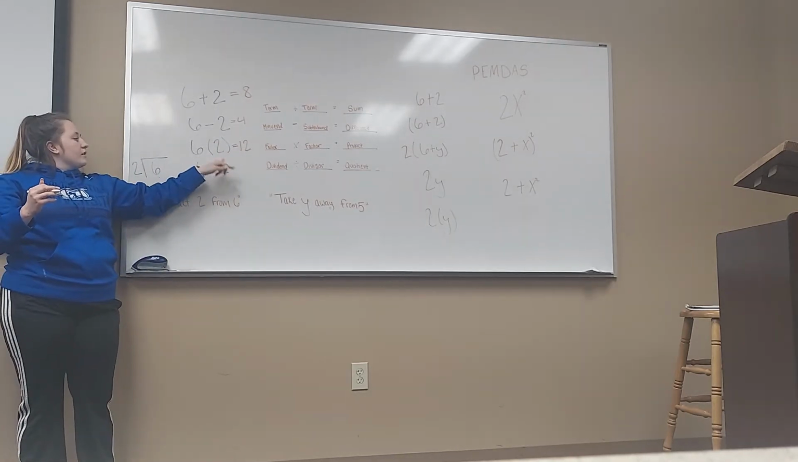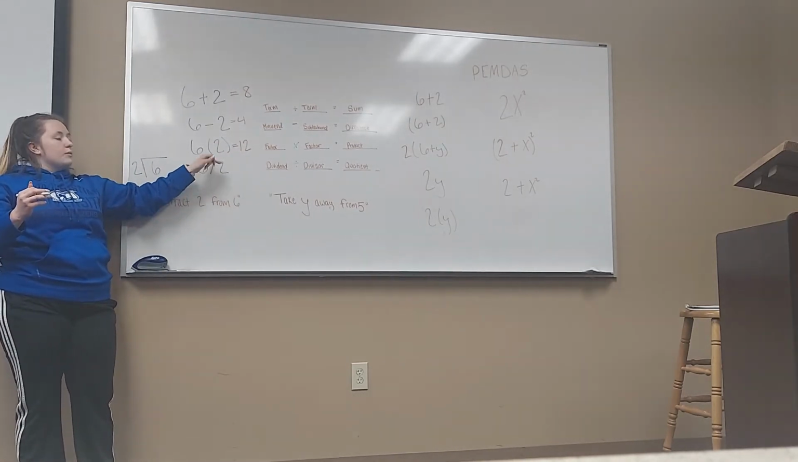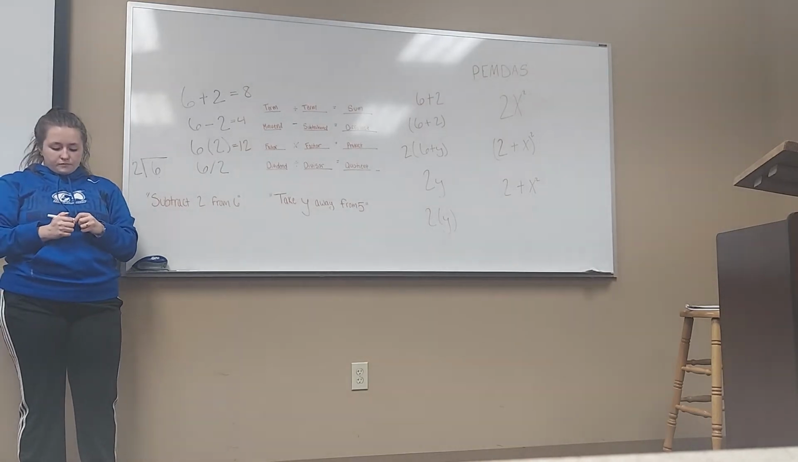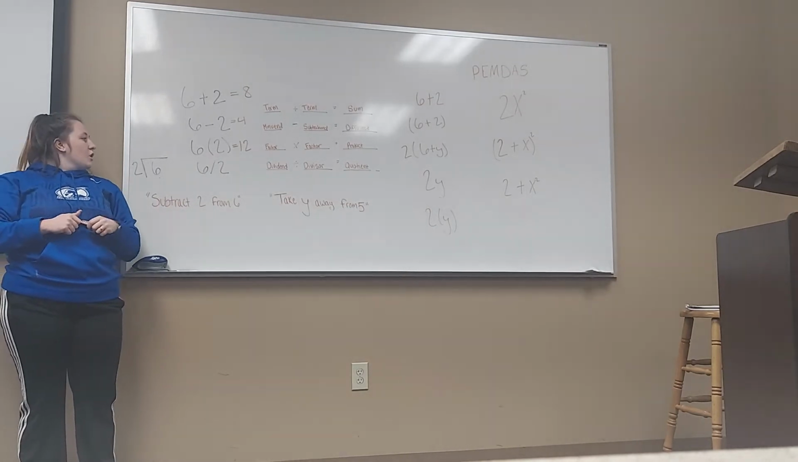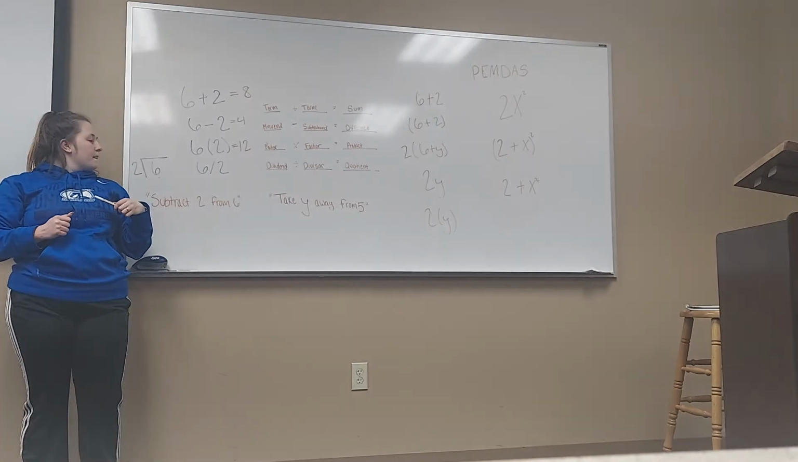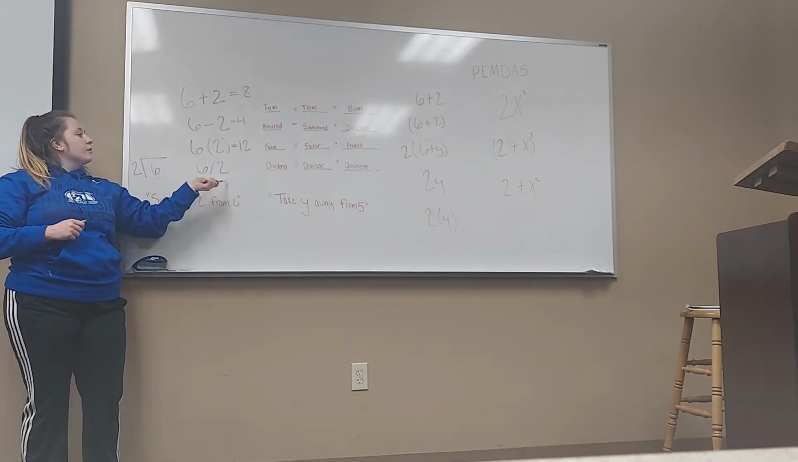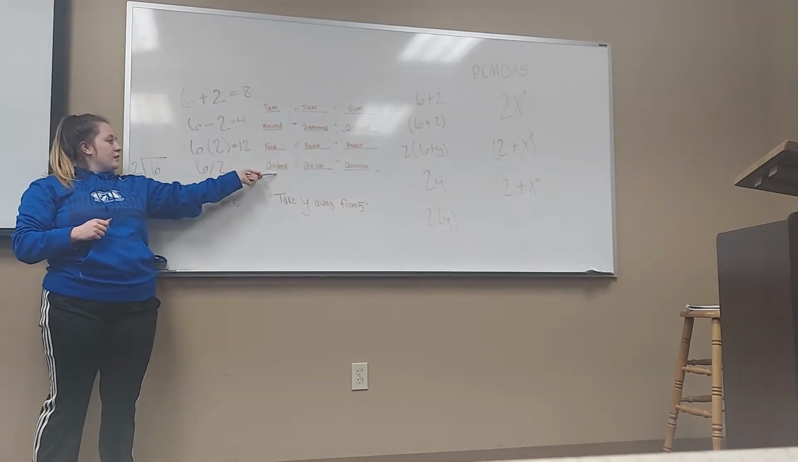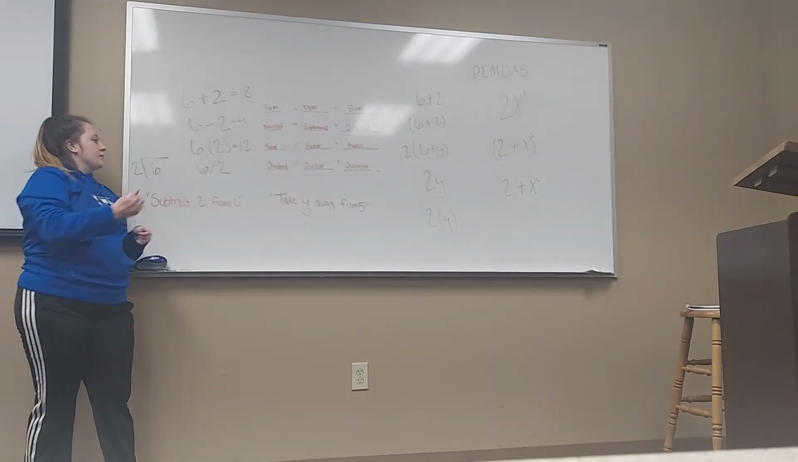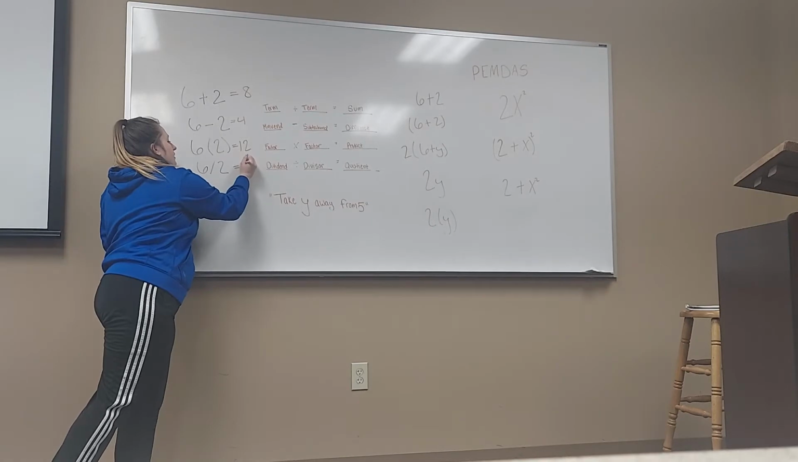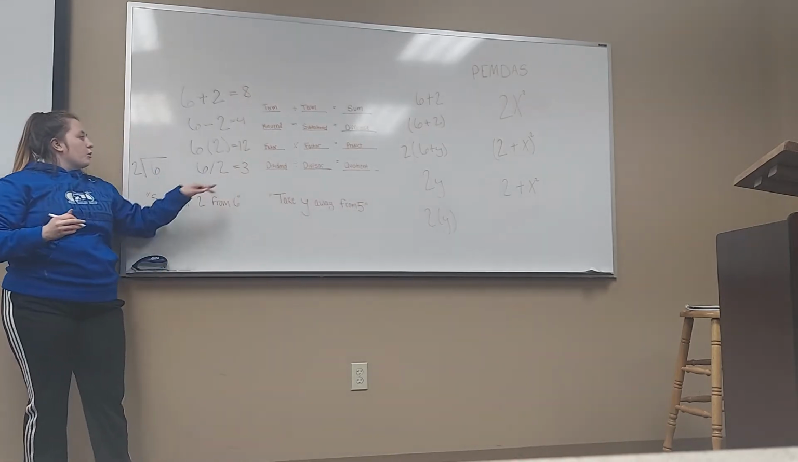Our last one here, what does this backslash, this bar mean between the 6 and the 2? Division, yes. What are we dividing? Yes, we're dividing the 6 by 2. The 6 is the dividend, the 2 is the divisor, and the answer is the quotient.